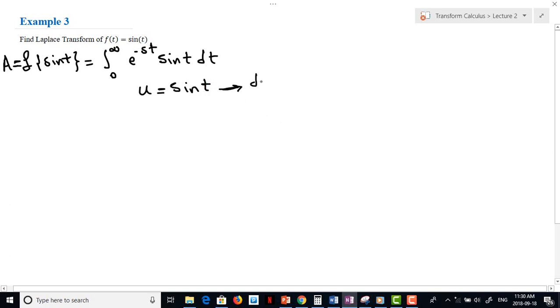As a result, du is equal to cosine t. And I assume that dv is equal to e to the power of minus st times dt. As a result, v is equal to minus 1 over s e to the power of minus st.